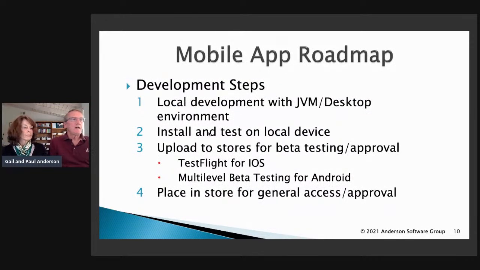Okay, now here's a suggested roadmap for mobile app development, 4 steps that we used, and we'll pass this on to you from our experiences. Step 1 is local development with a JVM and desktop environment. Once again, you can do this in any of the 3 OSs that we talked about. This is where you would be developing your app, and it's very, very nice because builds are fast, and you can use debuggers, you can study performance, you can use other tools as you develop the code. You want to spend as much time as you can here in step 1 to get your app up and running and get all the bugs out.